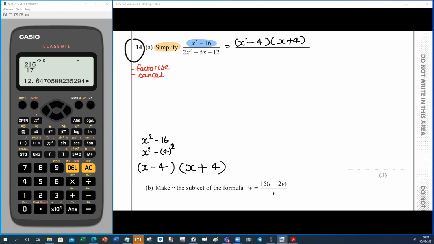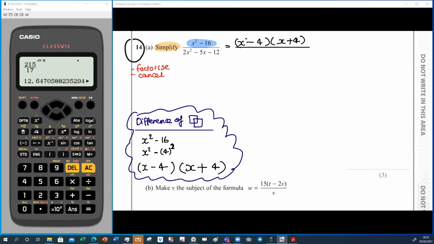So that's the top one. The top one is called the difference of two squares, a very special type of factorizing. For the difference of two squares, I've numbered it like this. So this is us taking that part of the question onto the workbench and understanding it.